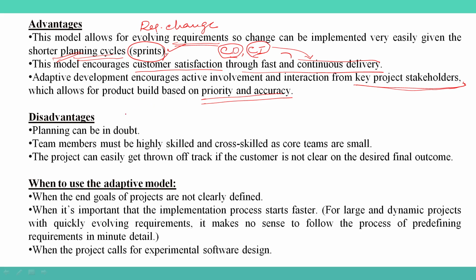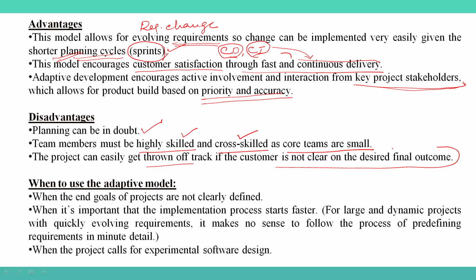Disadvantages: planning can be in doubt. It is not that you cannot have a plan, but the plan can change when the requirements change. But the problem is, the team members should be highly skilled and cross-skilled, and core teams are small. Whoever is available should have high skills in the specific development of the project. Cross-skilled means they should know how to handle cross problems. The project can easily get thrown off track if the customer is not clear on the desired final outcome.